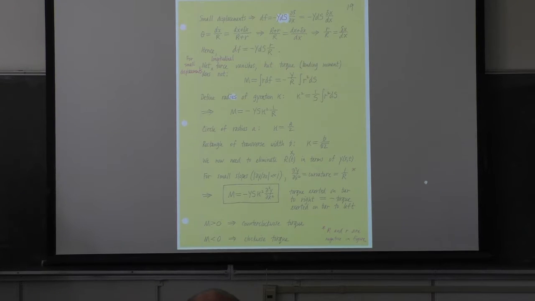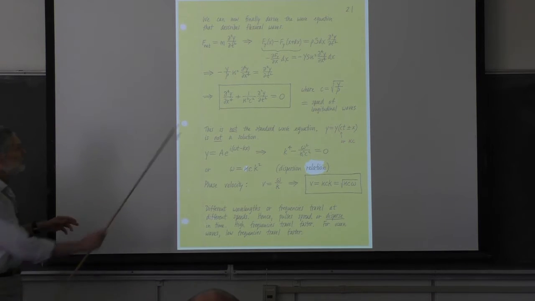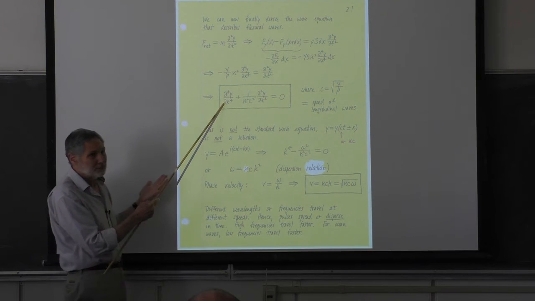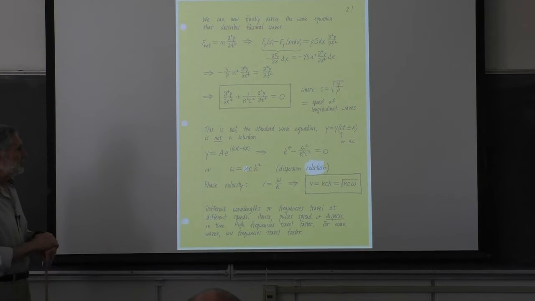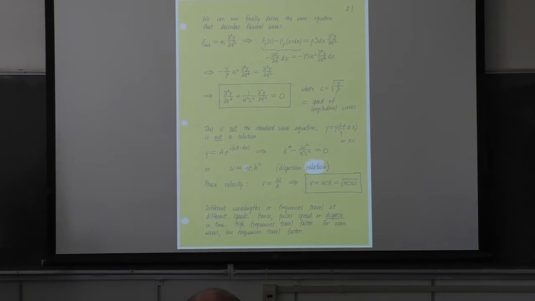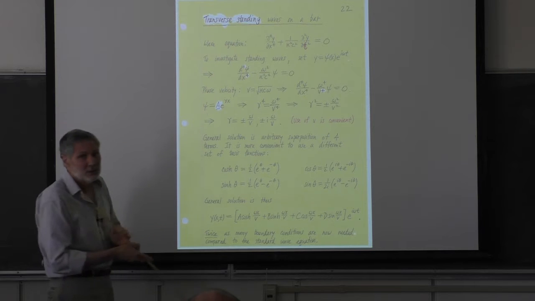So we found this equation that's not the wave equation, because it's got a fourth order in space. And because of this, the waves are dispersive. Different wavelengths or frequencies travel at different speeds. And what we want to do now is we're going to focus on standing waves. Okay, so these are transverse or flexural standing waves on a bar.